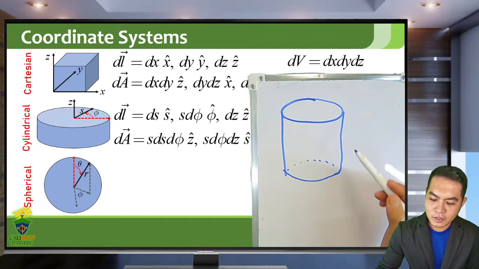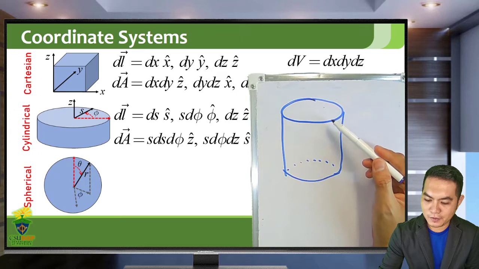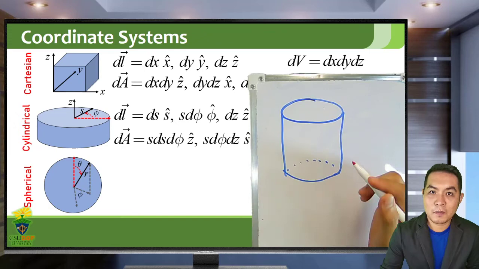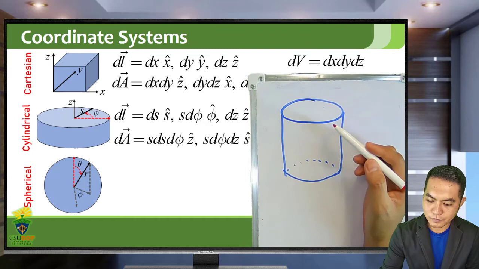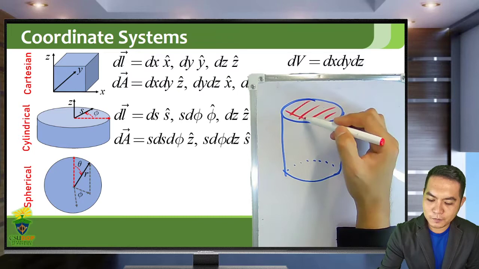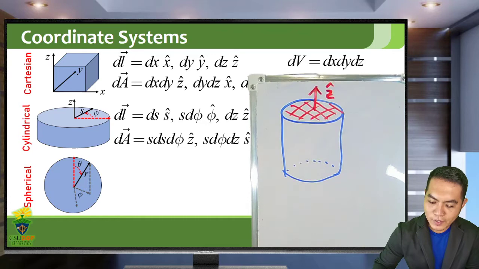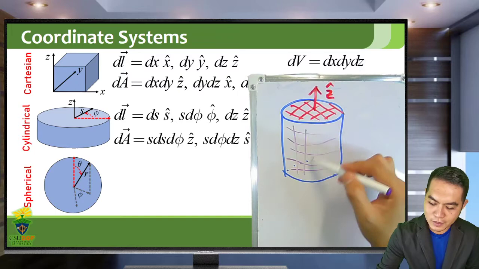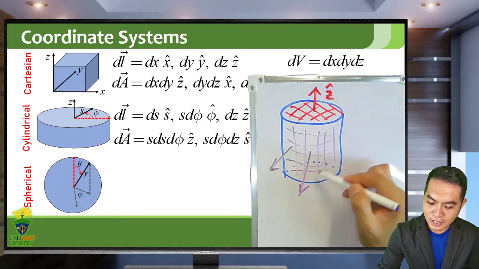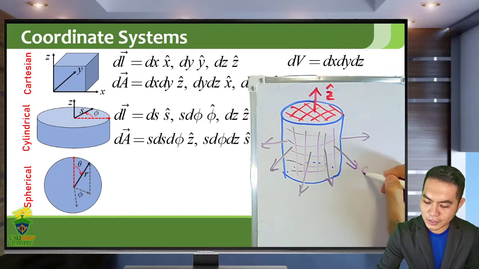The top and bottom, whose area is just pi r squared, and the side or the body of the cylinder, whose area is just 2 pi r l. So for the top and the bottom areas, the direction of the area vector is along the z axis. For the area of the body of the cylinder, the direction of the area vector here is along the s hat direction. So the two-dimensional radius, it's radially outward.